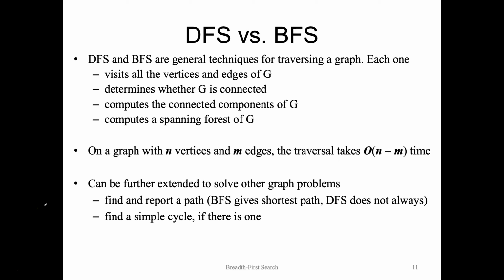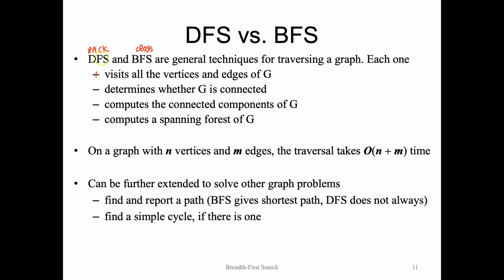Both breadth first search and depth first search are general techniques for traversing a graph. So they're both going to visit each vertex and each edge of our graph exactly once, marking vertices and edges initially as unexplored, and then later marking vertices as having been visited, and edges as being either discovery edges or non-discovery edges. In depth first search, non-discovery edges are marked as back edges. In breadth first search, non-discovery edges are marked as cross edges. We'll talk about why we call them these two different things in a moment.